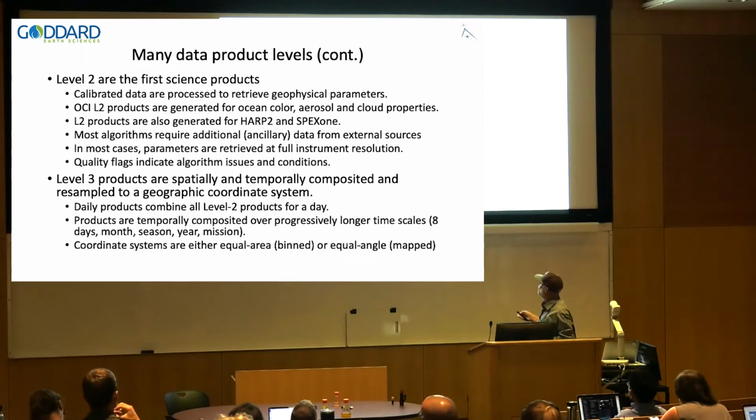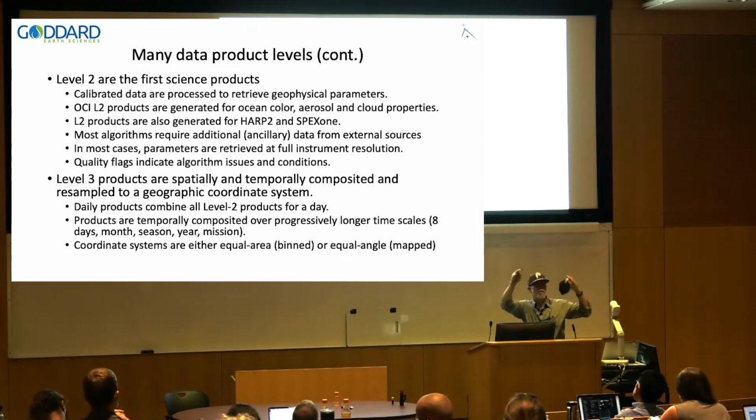Finally, level 3 products is where we take the level 2 products and we normally start with spatial compositing by taking a day's worth of level 2 products and putting them onto a geographically oriented grid.